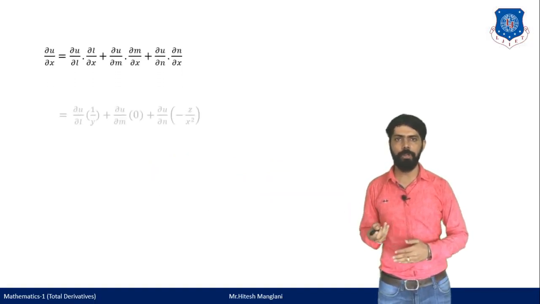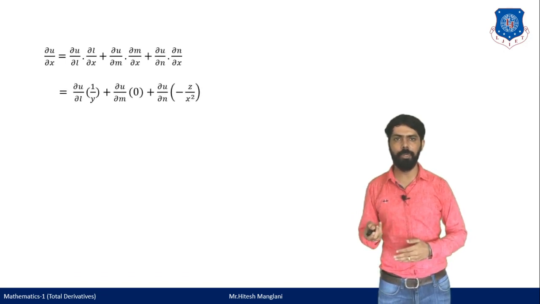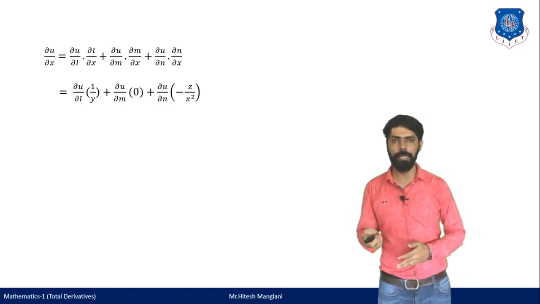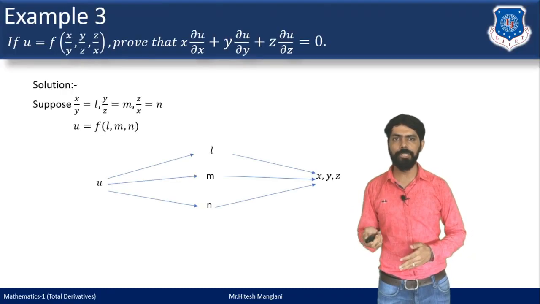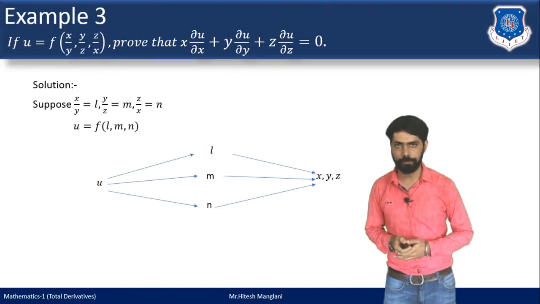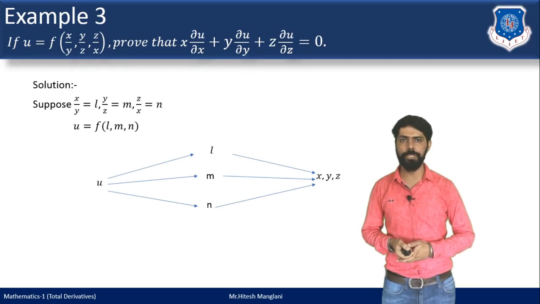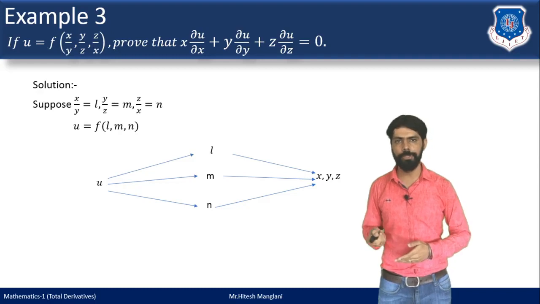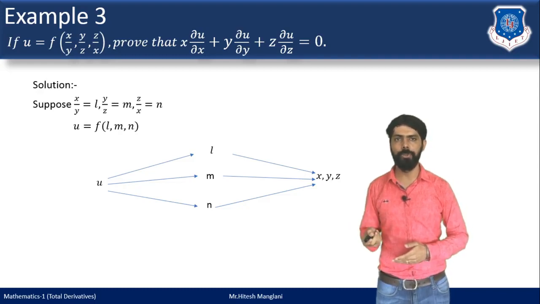Okay. Now del u by del m will be as it is again, because u is a function of l, m, n and we don't know what the function is, therefore del u by del m will be as it is, and del m by del x. Here m is equal to y by z. If we partially differentiate m with respect to x, then y and z are constant, so the derivative of that term will be 0. Therefore del m by del x is 0.